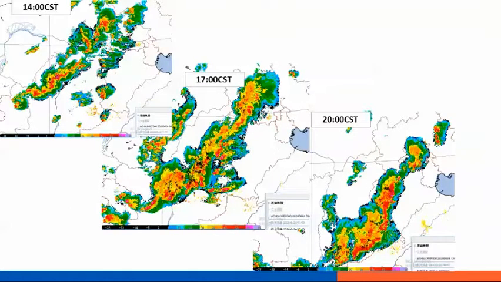From the real radar image from 14 o'clock CST to 20 o'clock CST, the bow echo embedded in the squall line caused the convective high winds in Shanxi. So the 3 kilometer model behaved very well in this case.